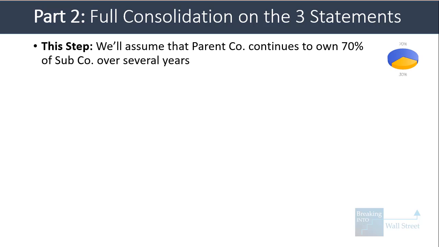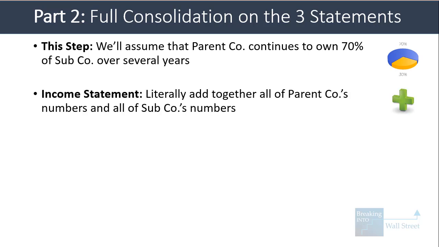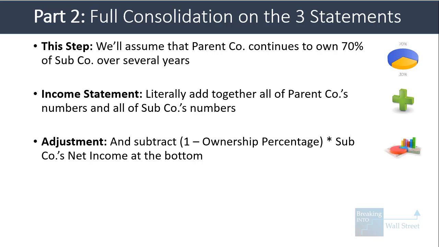Let's now go to part two and talk about the full consolidation on the three financial statements. We're going to assume that Parent Co. continues to own 70% of Subco over several years. The income statement is simple. We literally add together all of Parent Co.'s numbers and all of Subco's numbers. And then we'll have to subtract one minus the ownership percentage times Subco's net income at the bottom. We'll also have to adjust for things like the interest expense on the new debt that is being used to fund this deal.